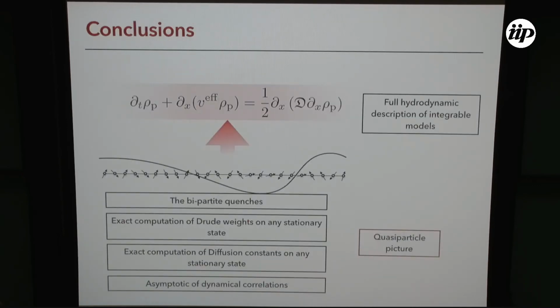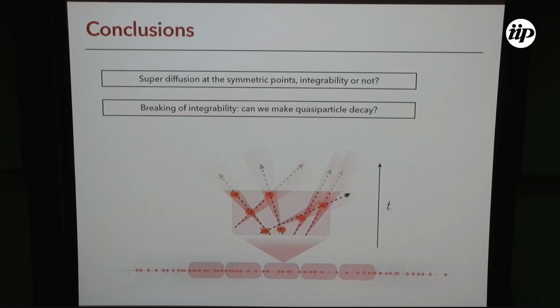So, conclusion. I hope I convinced you that this is a full hydrodynamic description of integrable models that includes ballistic and diffusive transport. It's useful to solve the bipartite quench. It gives you exact computation of Drude weights on any stationary state: finite temperature, finite filling, zero filling. You can also now compute the diffusion constant, which is quite non-trivial, and which I didn't show you, but you can imagine that this also gives you the asymptotic dynamic correlations, the dynamic structure factor. All this with a very intuitive quasi-particle picture.